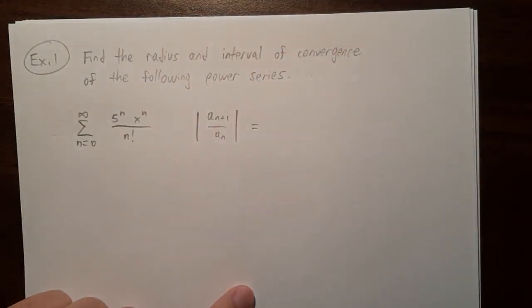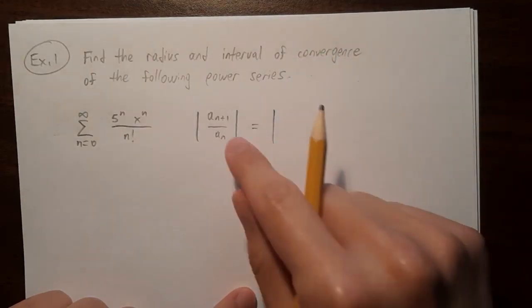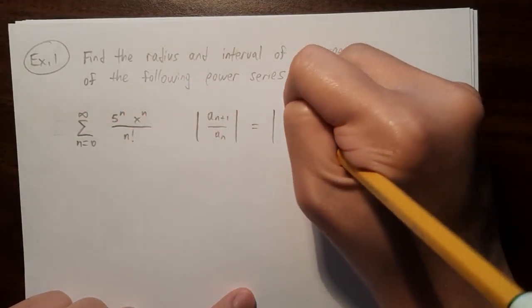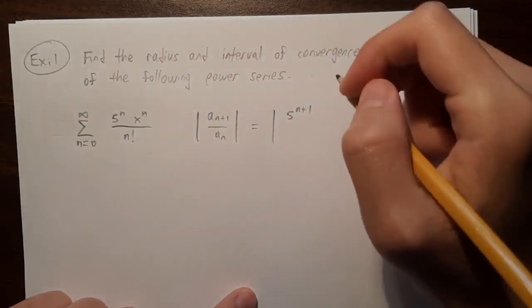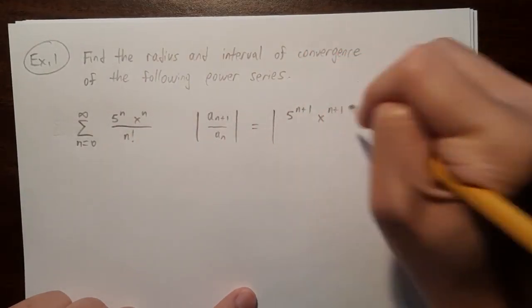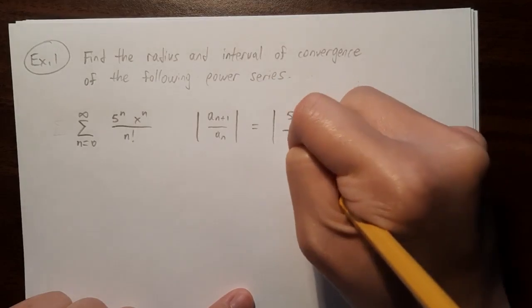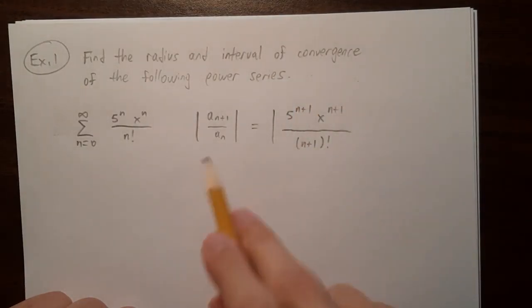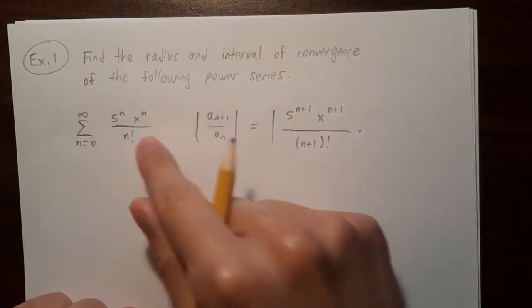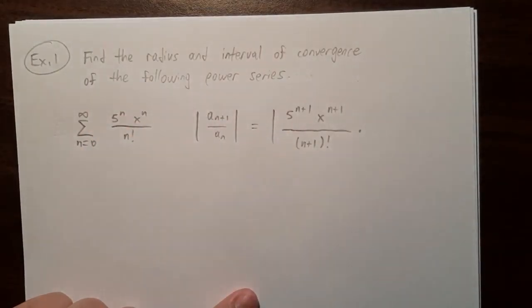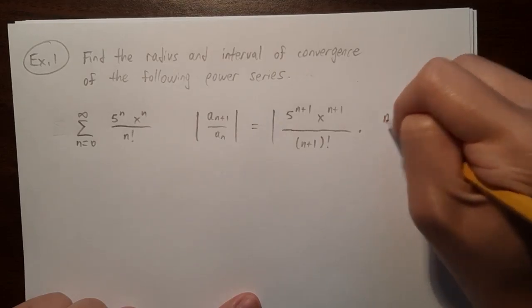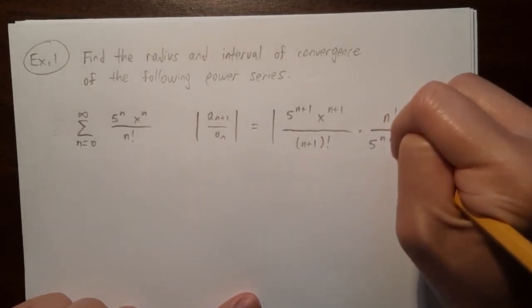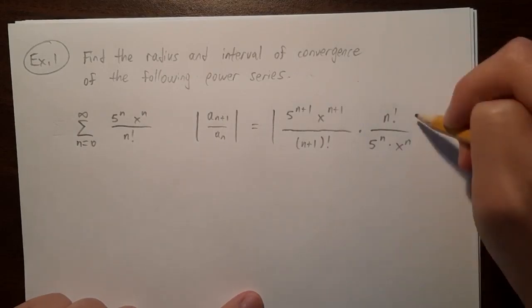So take the absolute value of a sub n plus 1 over a sub n. I'm going to write my n plus 1 first. So that's going to be 5 to the n plus 1. Every copy of n becomes n plus 1. x to the n plus 1 divided by n plus 1 factorial. All right, and so next I need to divide by a sub n. But instead of dividing a fraction by another fraction, I'm just going to multiply by the reciprocal of the original a sub n. So that'll just be n factorial divided by 5 to the n times x to the n.